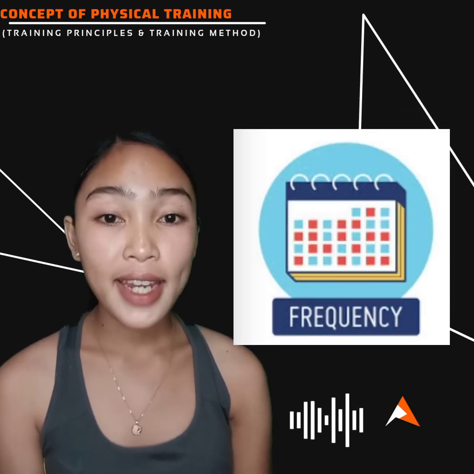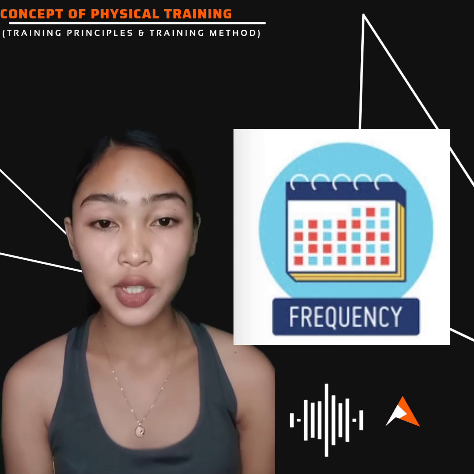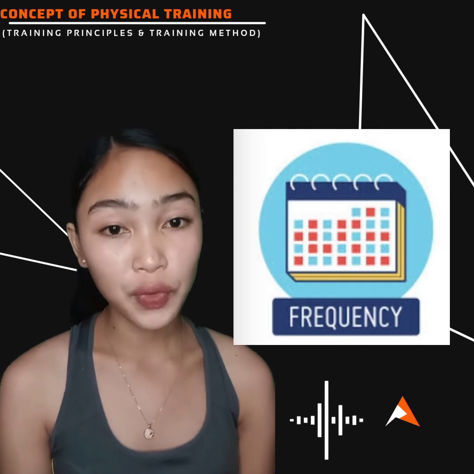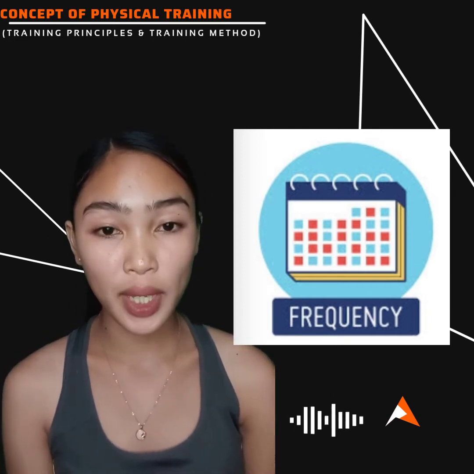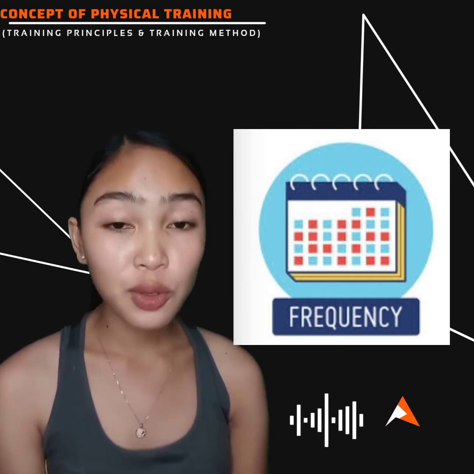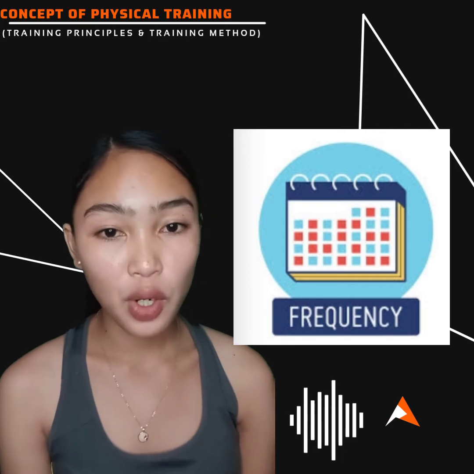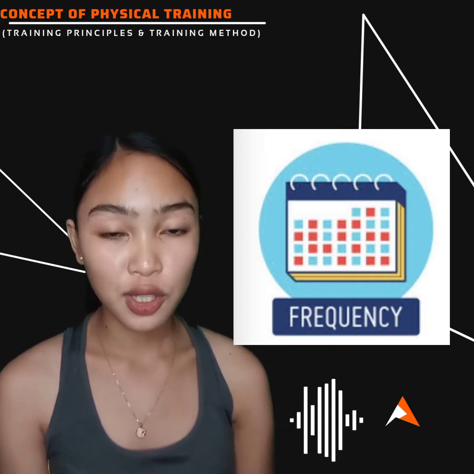Frequency. Decide how often to train. In a cardiovascular activity, as a general rule of thumb, aim for a minimum of 3 sessions per week. But if you're looking to lose weight, you might increase this number to 5 to 6 sessions per week.